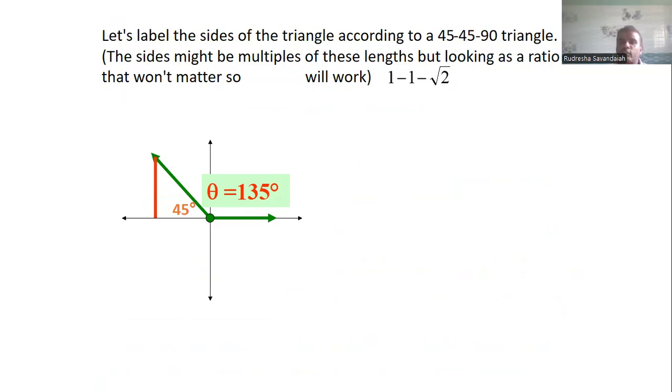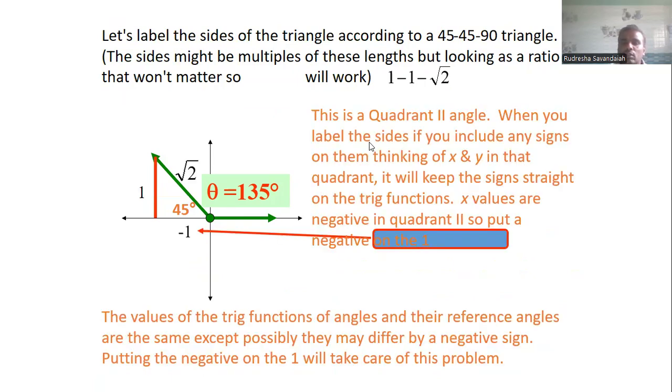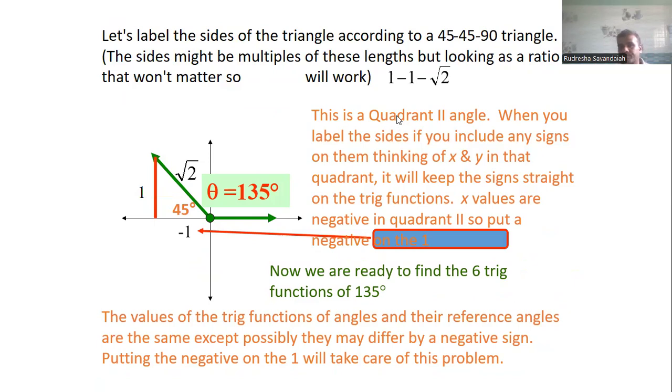The sides might be multiples of those lengths, but looking at it as a ratio, this is the second quadrant. When you label the sides, you include any sign. This is x and y. When you label the sides, include the sign of x and y in that quadrant, and it will keep the signs straight on the trigonometric functions.